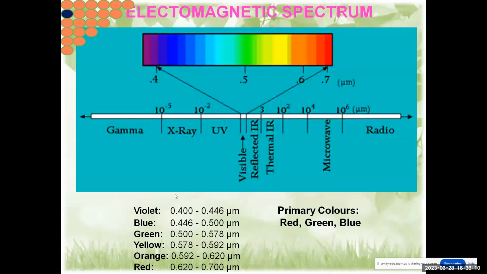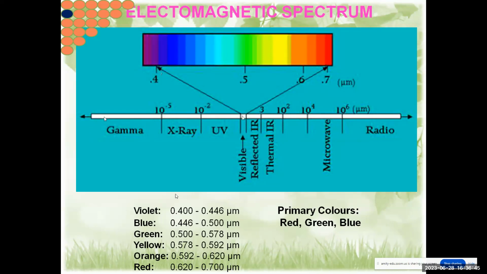Now the next one is EMR. What is the concept of EMR? EMR includes gamma rays, X-rays, ultraviolet, visible, reflected infrared, thermal infrared, microwave, and radio waves. When radiation is released from our sun, there are a number of radiations: radio, micro, ultraviolet, X-ray, and gamma ray. But these are all rays beyond the visible limit, which is 0.4 to 0.7.